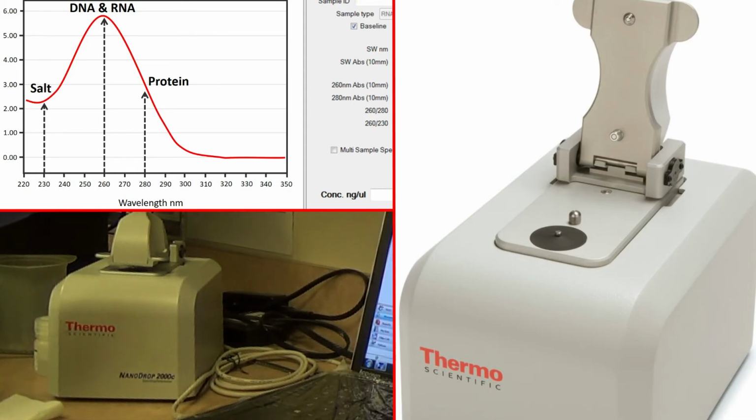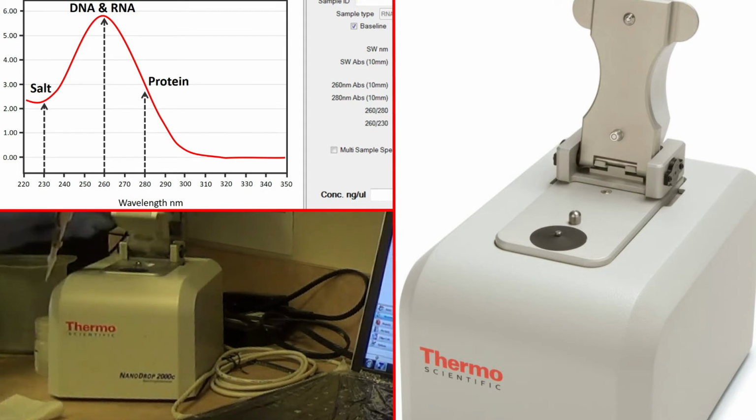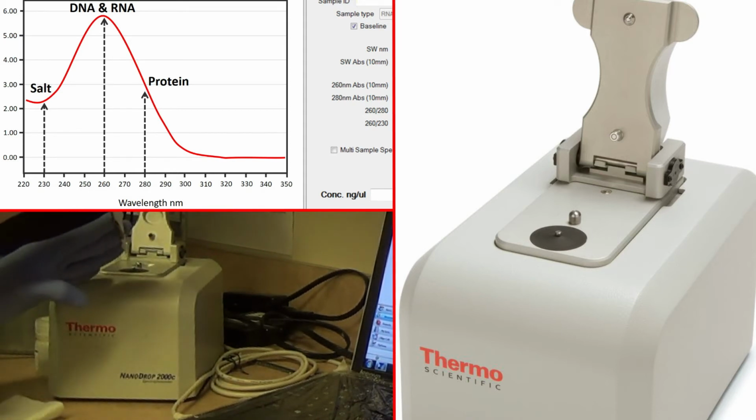The last step is DNA quantification. This is done with UV-Vis using a NanoDrop machine. It allows us to measure small sample volumes.